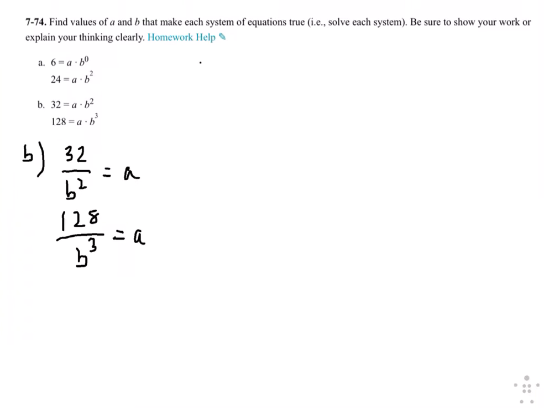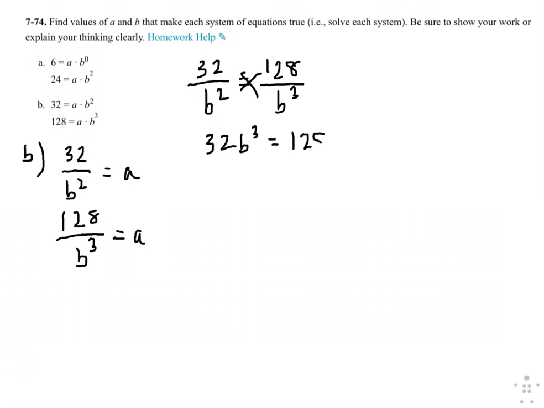So let's put that here. 32 over B squared equals 128 over B cubed. And now we cross multiply, right? That's one thing we could do. We get 32 B cubed equals 128 B squared.